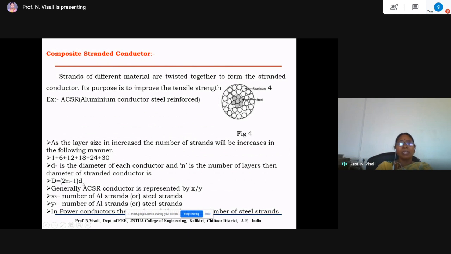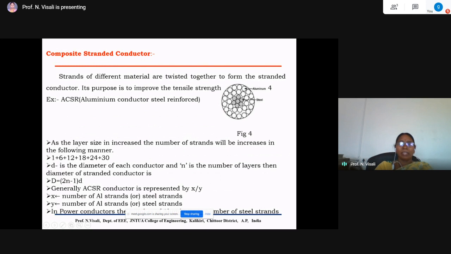So if D is the diameter of each conductor and N is the number of layers, then the total diameter of this type of composite conductor is (2N minus 1) times D. So like this, depending upon the current carrying capacity, we can increase the diameter and the layers of the conductor.